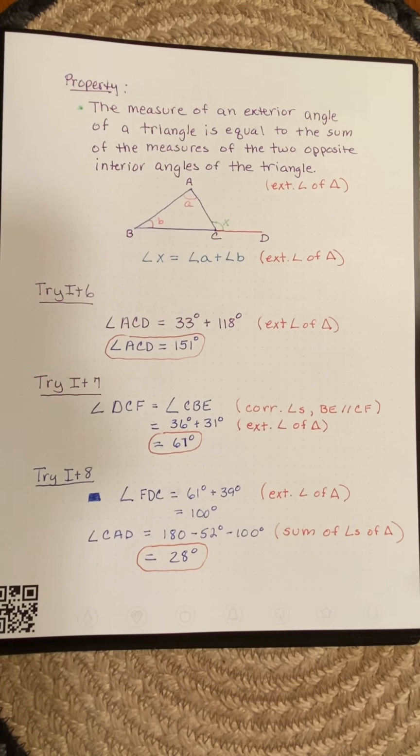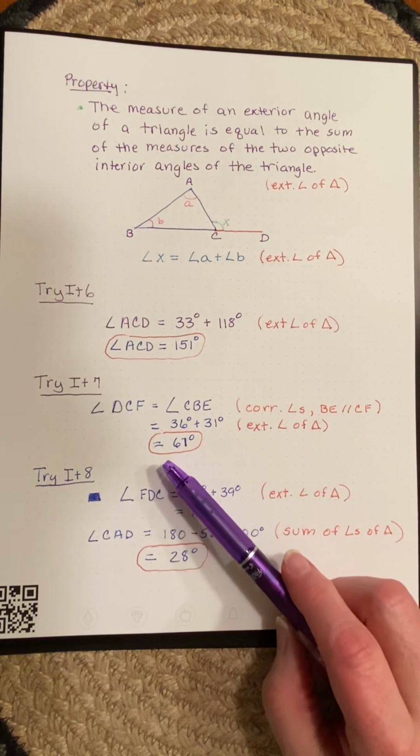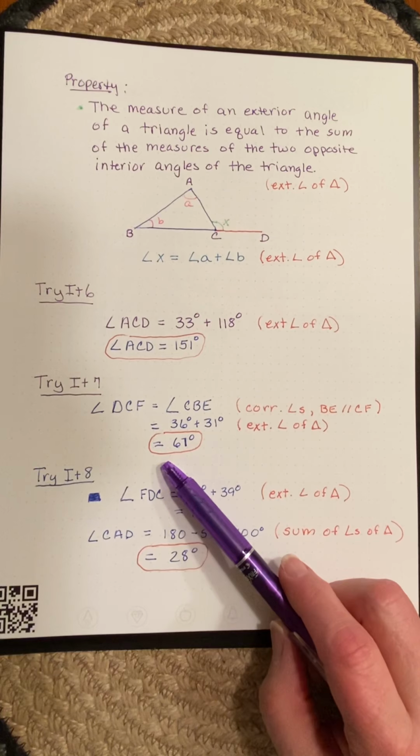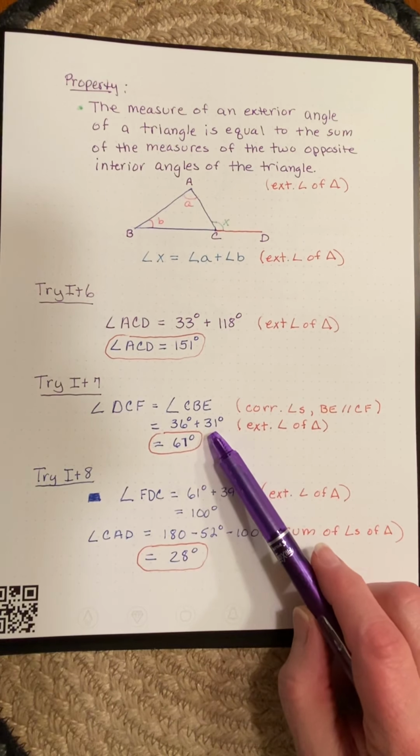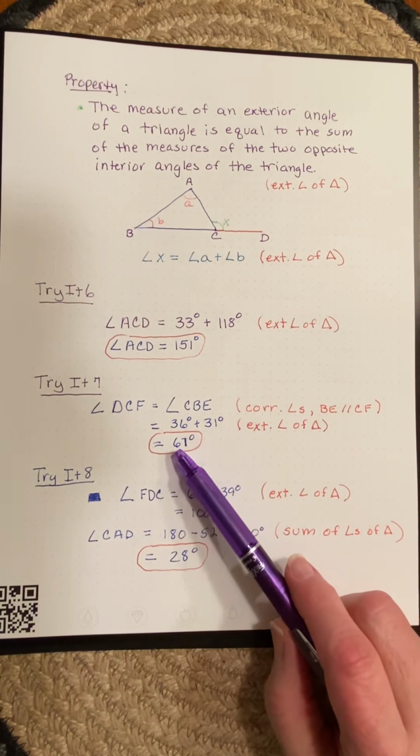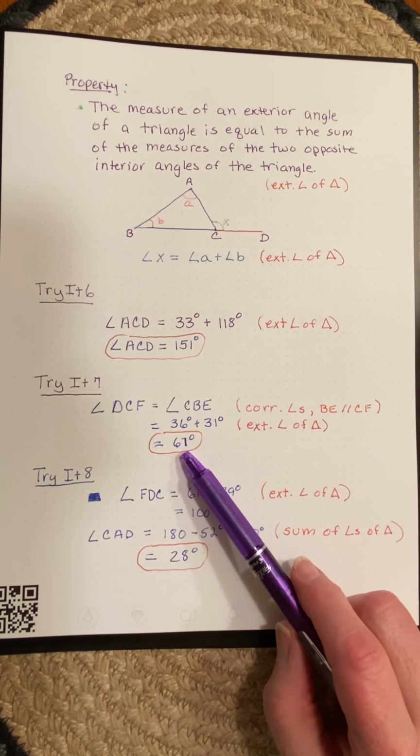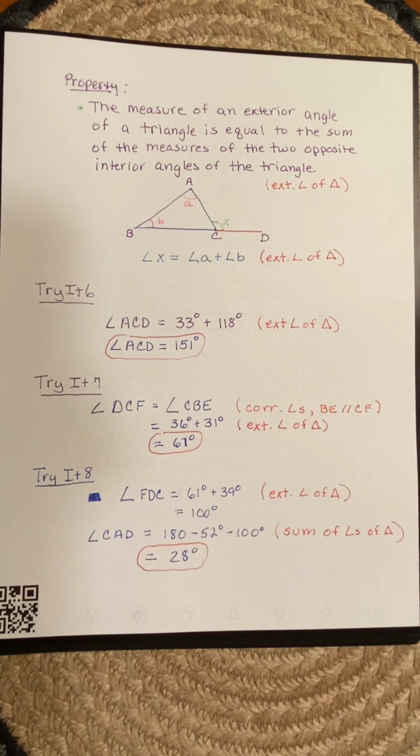So that means the opposite angles of that smaller triangle, 36 and 31, total 67, which is the exterior angle of the little triangle, which is also going to work for the exterior angle of the big triangle because of those parallel lines, so 67 degrees. Okay, now we can go on to Try It 8, the top of the next page.